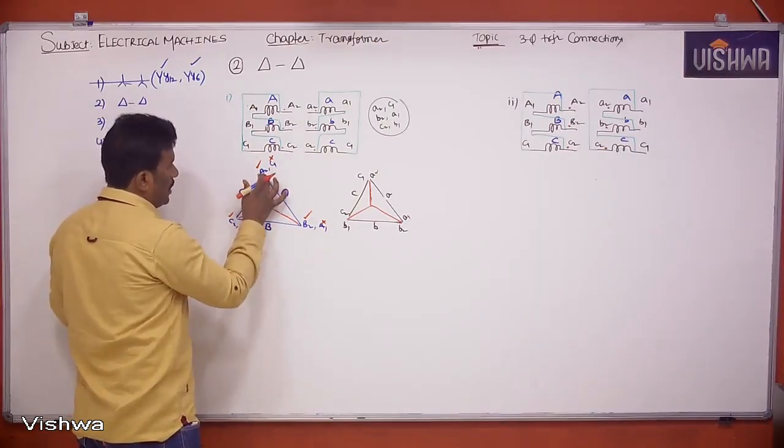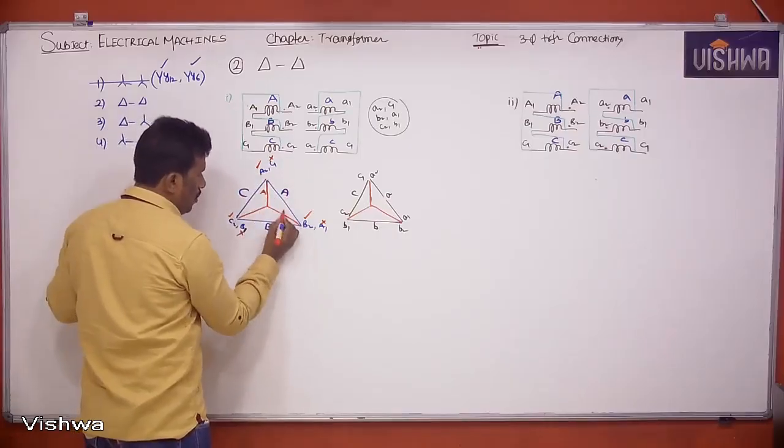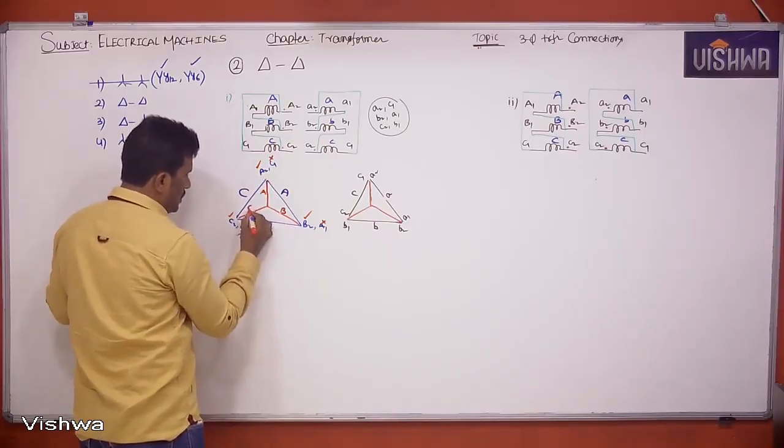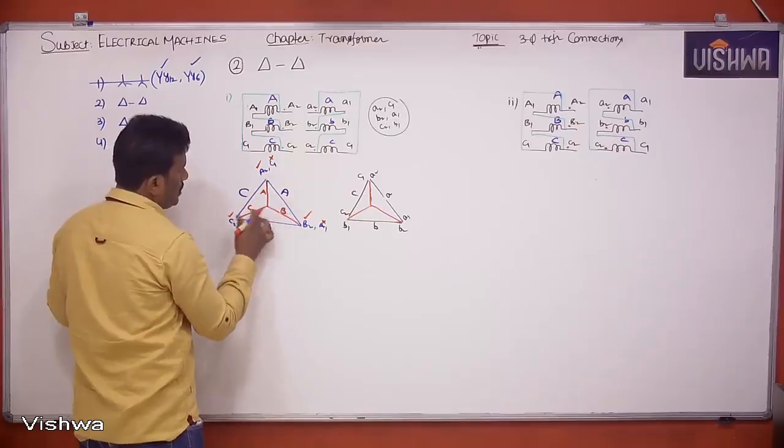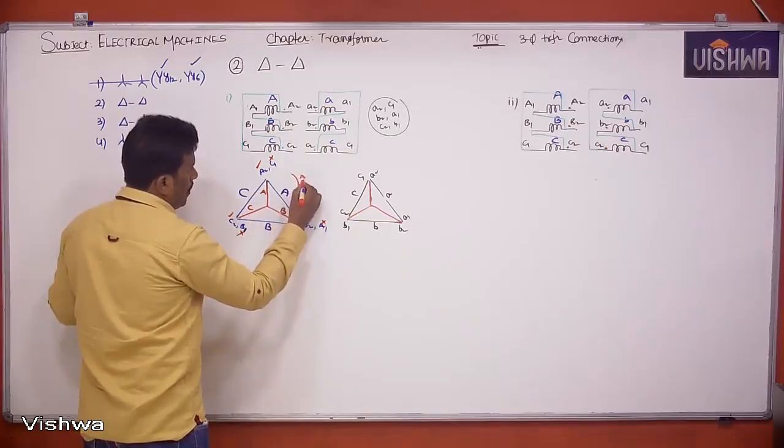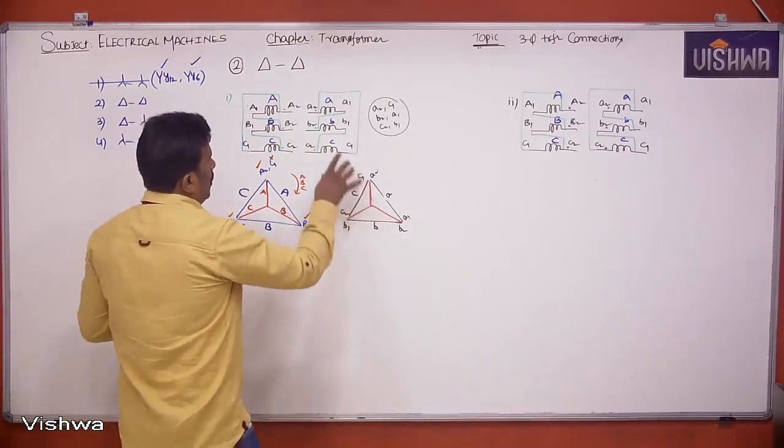So it is connected to A2, yes A. It is connected to B2, yes B. It is connected to C2, yes C. What's the phase sequence here? ABC is the phase sequence. Yes, very good. Now here also, what are the connection terminals?